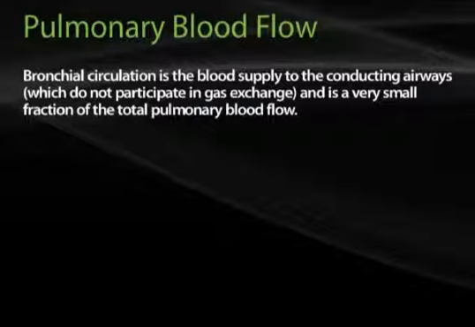In addition to the pulmonary blood flow coming off the pulmonary artery out of the right heart, we also have a bronchial circulation. This is blood supply to those large conducting airways, which are not participating in gas exchange. It's a small fraction of the total pulmonary blood flow. It's important to remember that the bronchial circulation comes off the aorta as opposed to the pulmonic circulation coming from the right heart. Bronchial circulation is often a culprit when someone has hemoptysis or is coughing up blood.